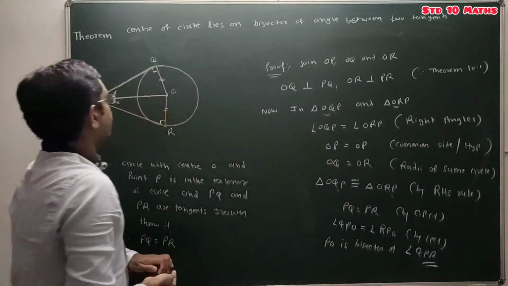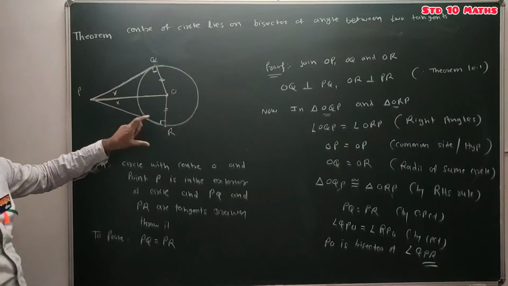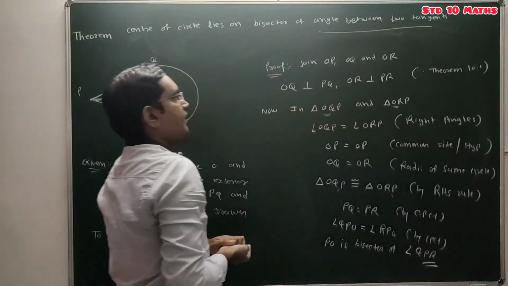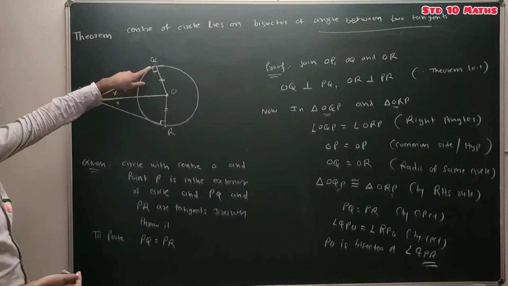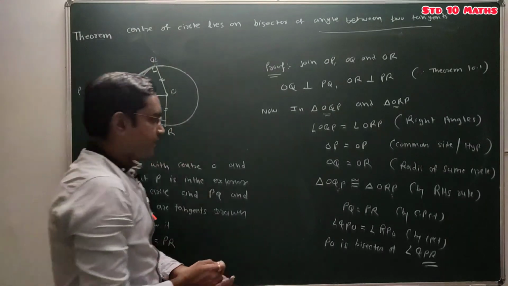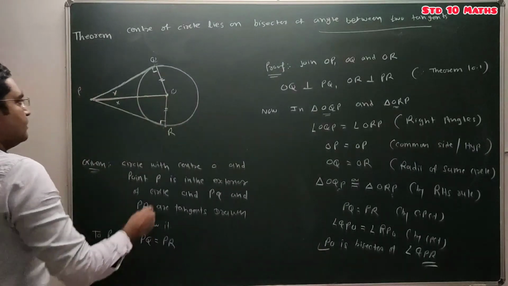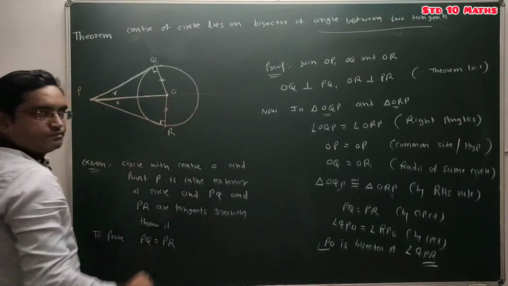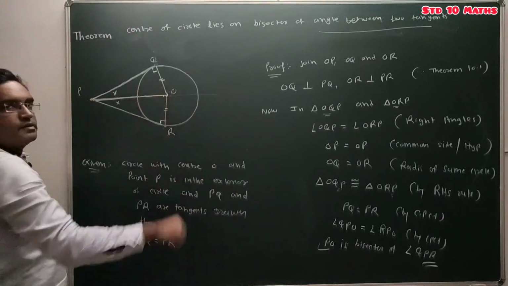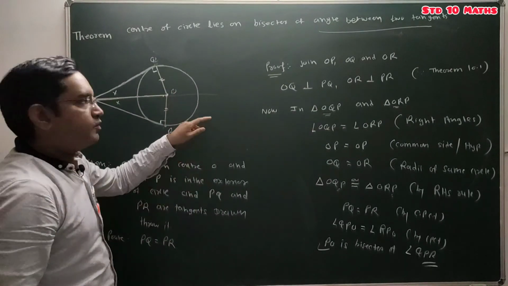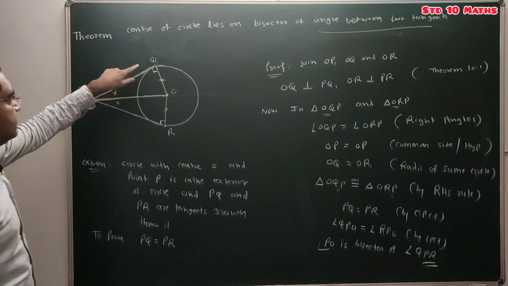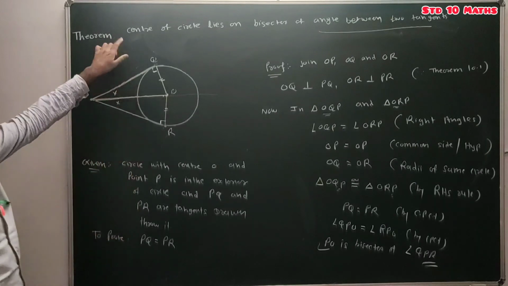What is angle QPR? Angle QPR is the angle between two tangents. Angle between these two tangents PQ and PR is angle QPR. And for this angle QPR, PO is the bisector. Bisector passes through the center, and that's why we can say that the center of circle lies on the bisector of the angle between tangents PQ and PR. That we have to prove.